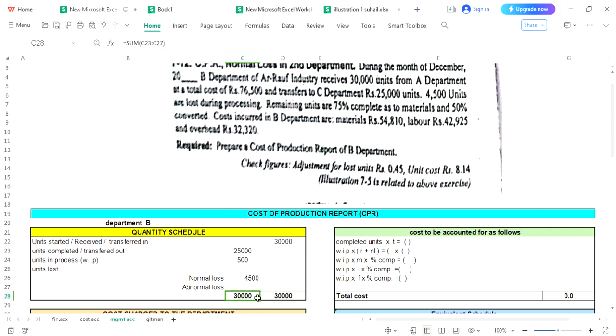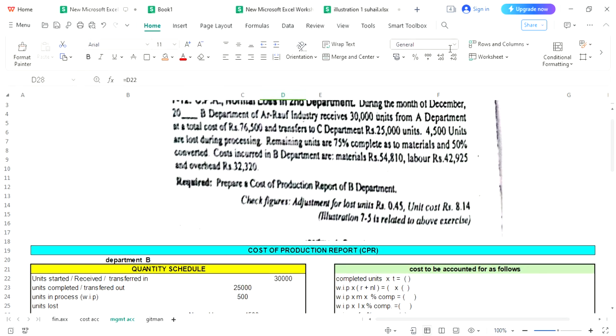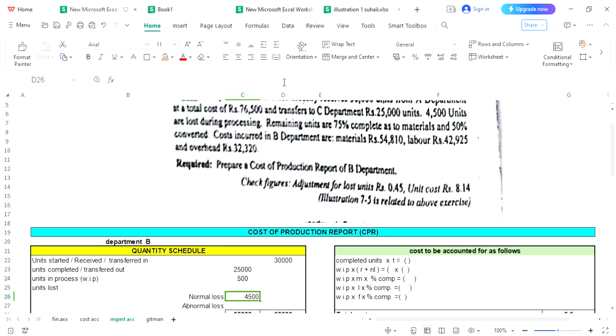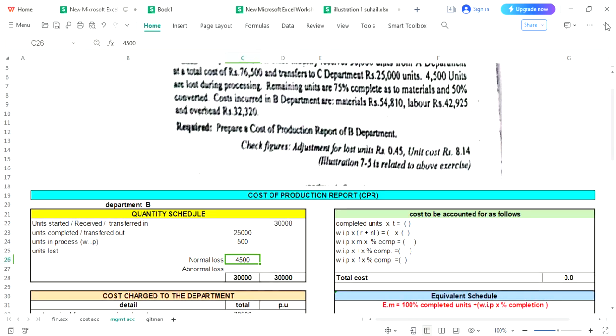Yes, you can see left side 30,000, right side 30,000. Both sides are equalized. What does that mean? Our quantity schedule is completed, so we don't need to have any botheration about our quantity schedule. It is 100% completed, as we have 30,000 present on debit side and 30,000 present on credit side.